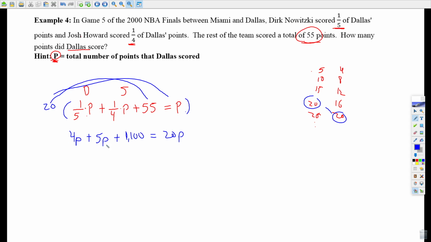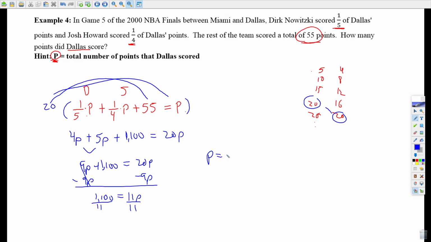Okay, now it's a lot easier. Combine like terms, you get 9p plus 1100 equals 20p. Subtract 9p. So we have 1100 equals, oh, look at that, 11p. Divide both sides by 11. What do we get? Maybe you can see what it is just by looking at it. It's going to be 100 points total.